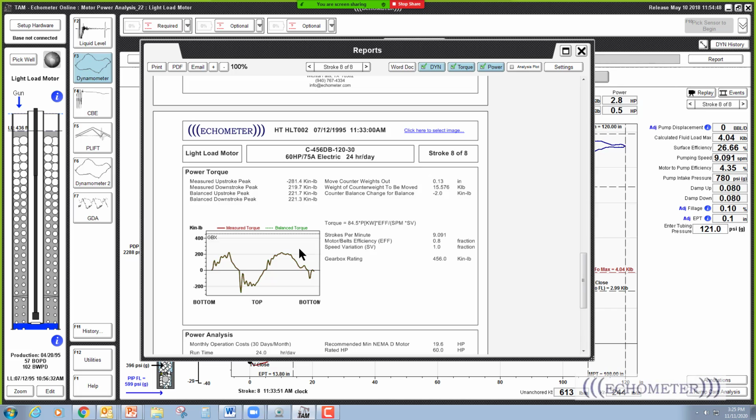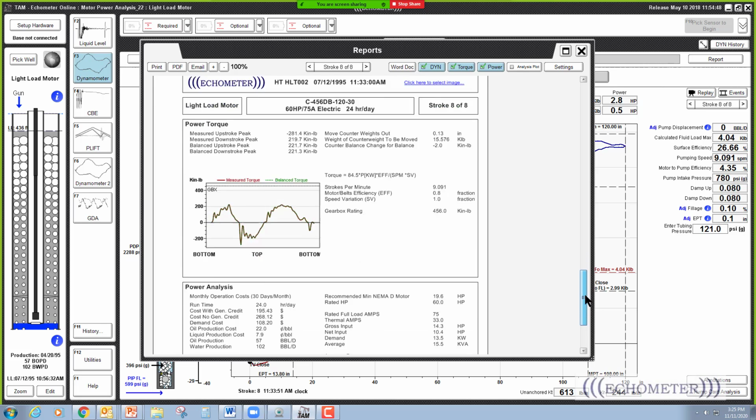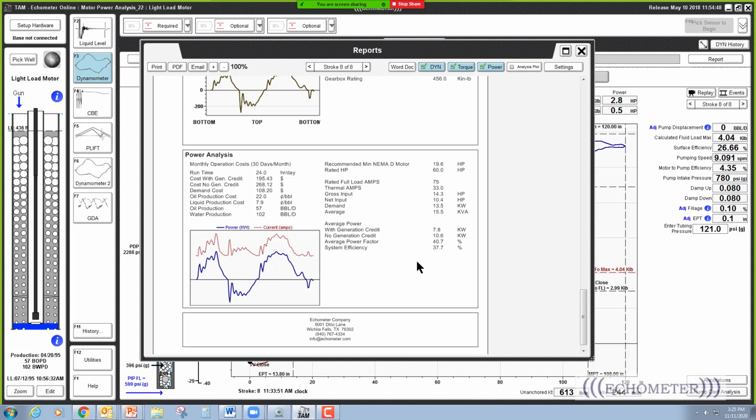It's balanced, and this is the same. This is the one where I show the two strokes side by side, and the efficiency is really low. Well, it's 37%. So why is it low? It's low because the well's filling up the casing because it's got a very high fluid level, but it's also low because it's got a 60 horsepower pump unit only doing about 10 horsepower of work, so it's 1/6 of its rating.